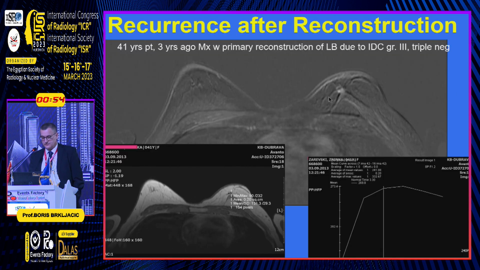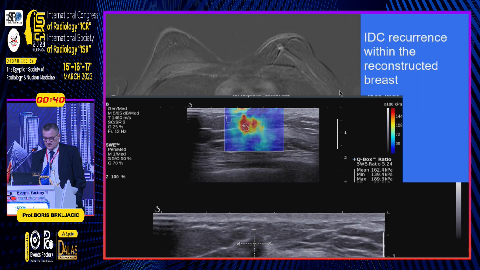This is an example of a 41-year-old lady who 3 years ago had reconstruction of the left breast with a myocutaneous flap due to triple negative high-grade cancer. And this here is the recurrence, which was also very stiff on shear wave elastography and was confirmed with core biopsy.